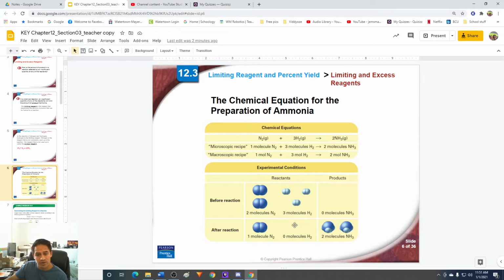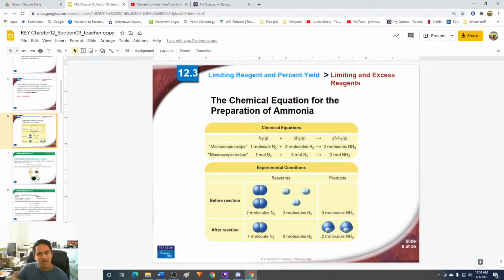If we had another 3 molecules of H2 on hand, we could react that then with the other molecule of N2 and make 2 more molecules of NH3, in which case both of these things then would be gone and we'd have no limiting reactant. But again, in this example, our H2 is limiting and our N2 is in excess.